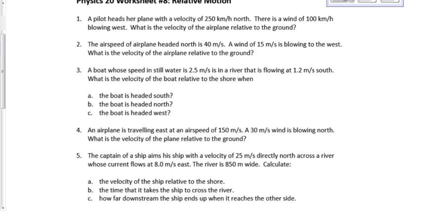This would be a solid line vector. The river is flowing at 1.2 to the south. That would also be a solid line vector. But the thing is, in question A and B, we don't actually have to even draw the vector diagram, because we're dealing with one-dimensional relative motion problems here.